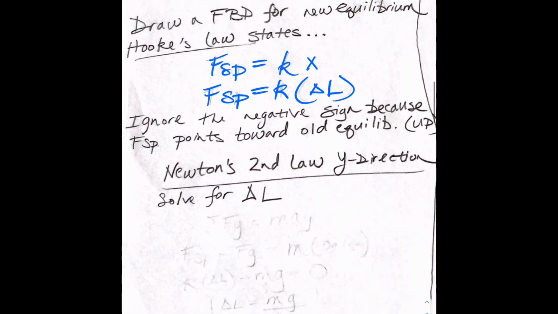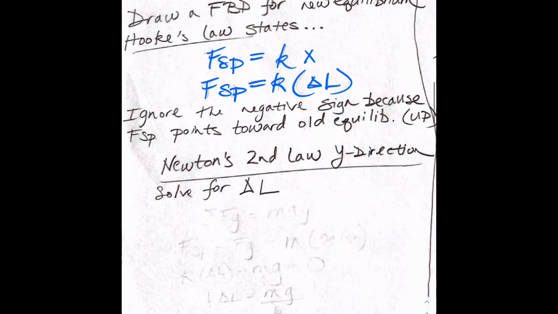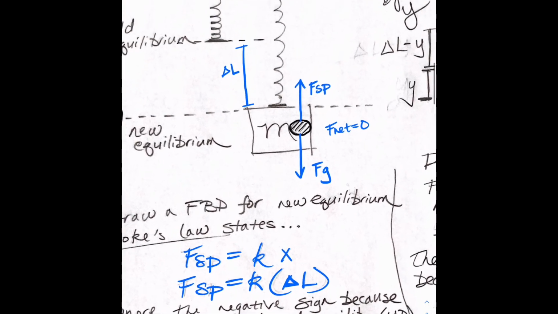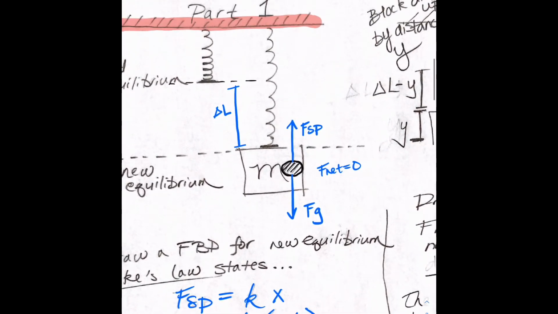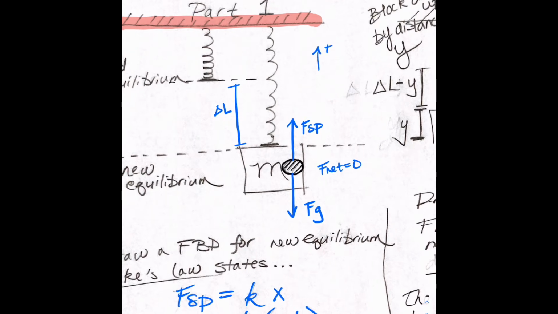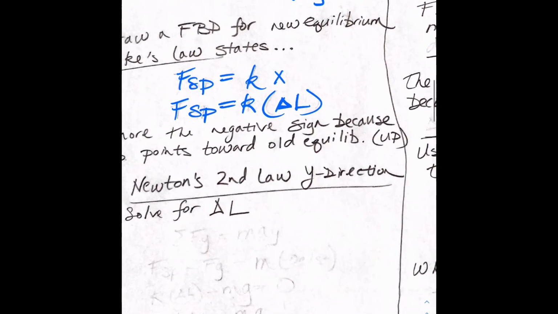Okay, and delta looks kind of funky, but you get the idea. That's a triangle. All right, delta L. Ignore the negative sign because force spring. We're not putting a negative sign on Hooke's law because force spring does point up, and we are calling up positive, right? And we are calling down negative. So that's kind of the idea here.